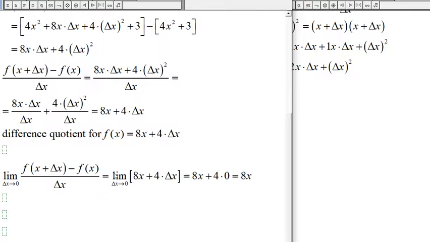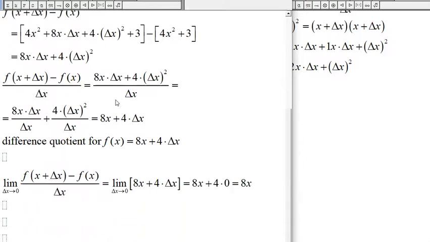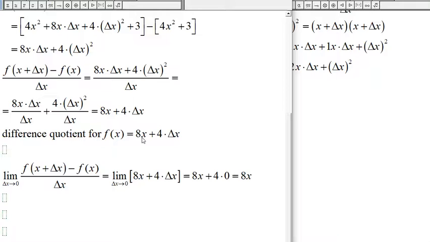And so in summary, for the function 4x squared plus 3, the difference quotient is 8x plus 4 times delta x, and the limit of the difference quotient as delta x approaches 0 is equal to 8x.